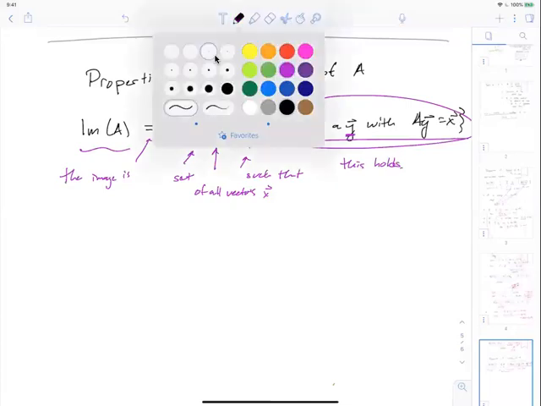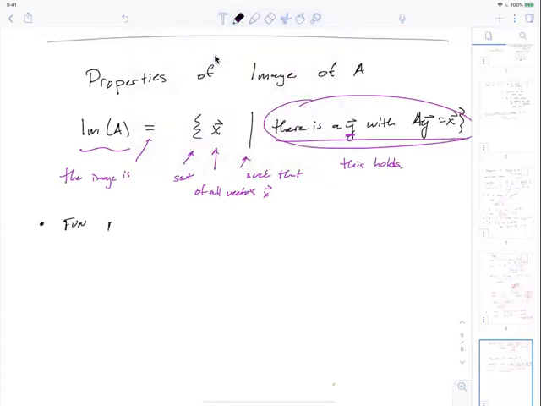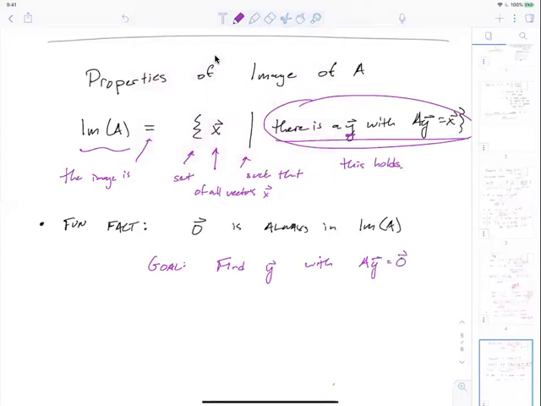So let's go through our first fun fact here about the image. And these are going to be replicates of what we had before. So the zero vector is always in the image of A. Doesn't matter what A is. Regardless of what matrix we have, the zero vector is always going to be in the image of A. And so what we need to do is find a y with Ay equal to the zero vector. So this is the goal. Whenever we want to show something's in the image, we have to show that something can be put into that transformation, that we can multiply by that matrix A to give us the zero vector.